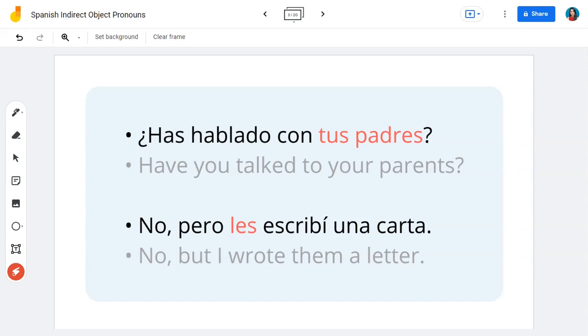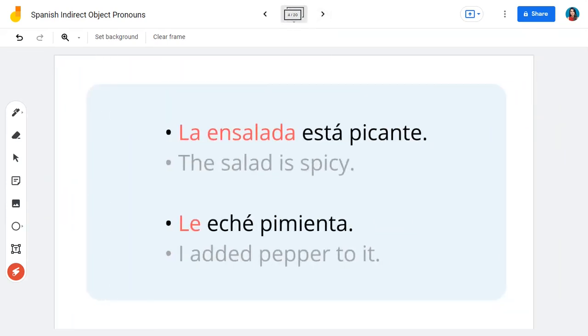For whom? For the parents, right? But we didn't want to say parents in the second sentence, so we said les, right? Because we already know that we're talking about the parents, so we used a pronoun, right? We replaced that name with a pronoun. So I wrote what? A letter, una carta. For whom? Les, for them. Excellent. Second example. Look at this conversation.